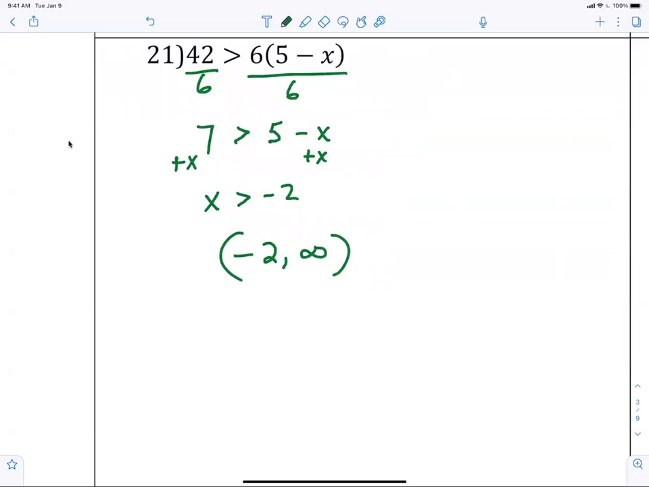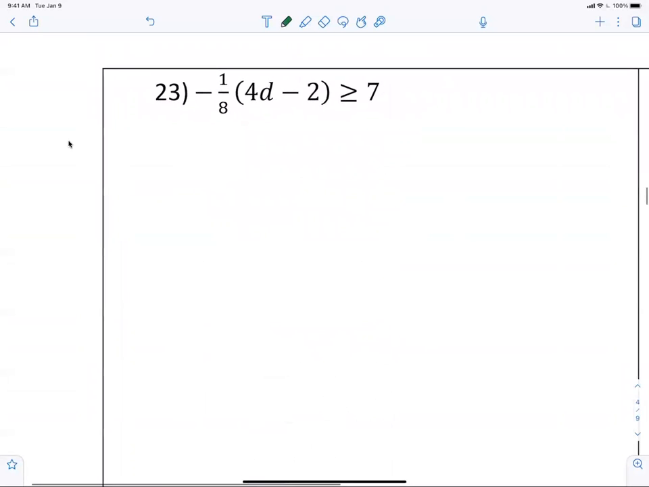Anybody have any issues? I'm confused. Why did you choose this one? I didn't. I don't know why I chose this one. You see it, right? Most of the time, for most of you, it's just silly errors, carelessness.